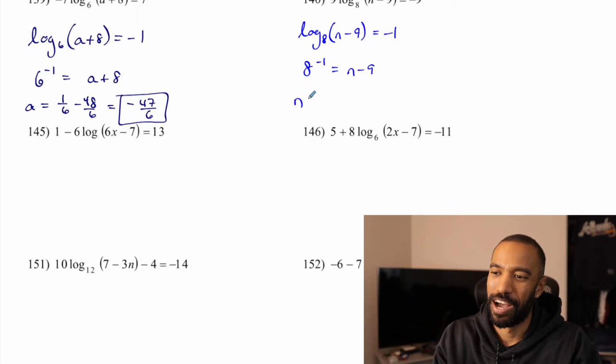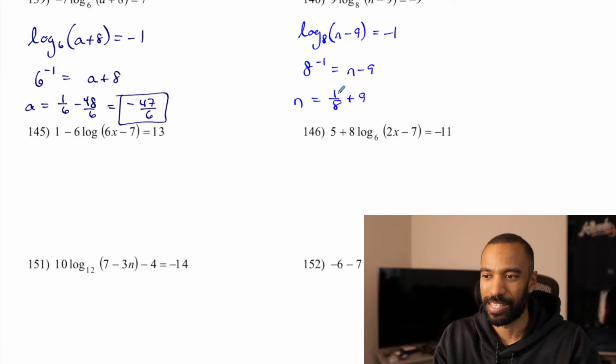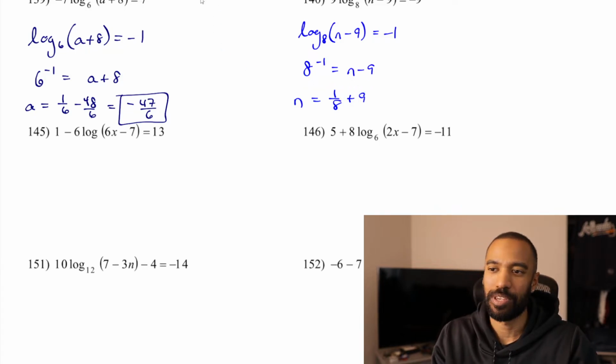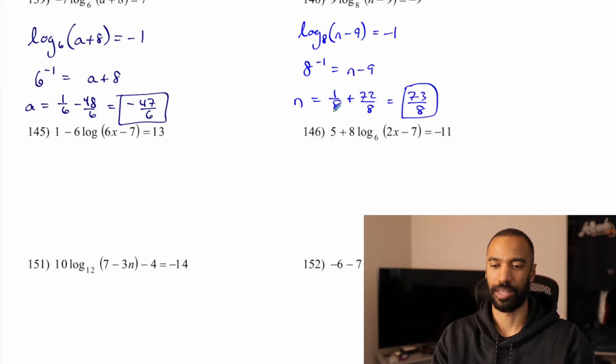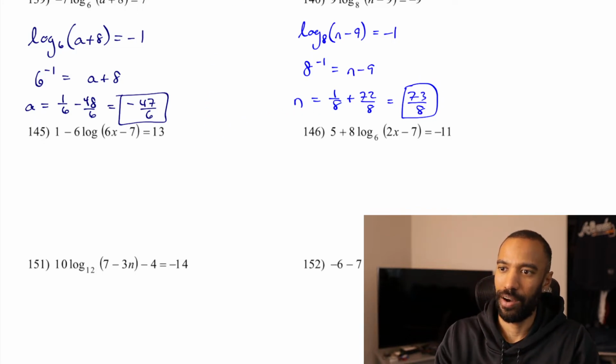So n is 1/8 plus 9. 8 to the negative first is 1/8. Adding 9 to both sides is plus 9. 9 times 8 over 8 will give me 72 over 8. So this is going to be 73 over 8 right there. All right, let's keep going.